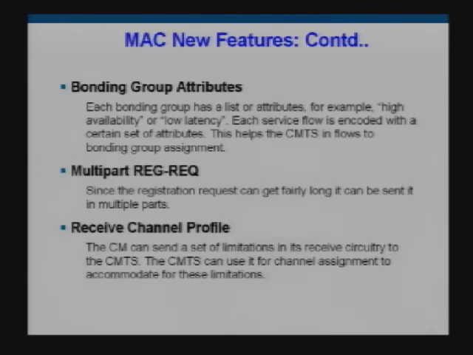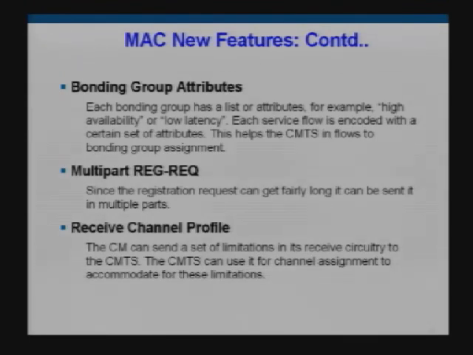And the attributes you see here are associated with bonding groups. As I mentioned, a bonding group is a set of upstream or downstream channels, and they can be defined with attributes. And when service flows are defined for the cable modem during the initialization via the configuration file, they also will be defined with the attribute mask. So the attribute mask will be compared against the attributes to make sure that the appropriate bonding group will get assigned to a particular service flow for a modem.